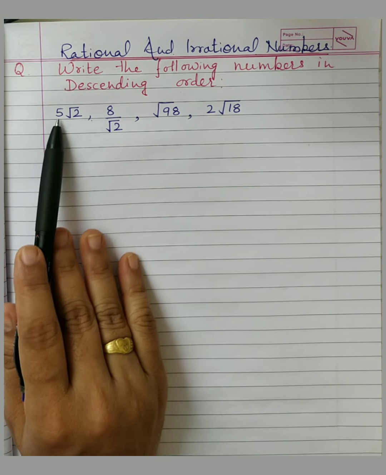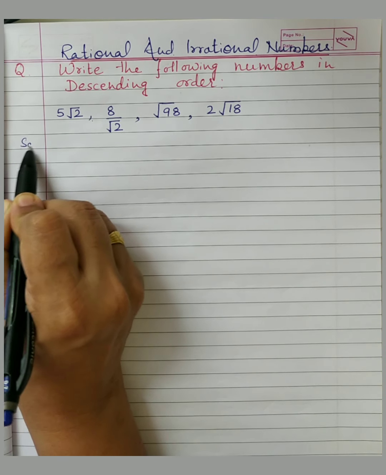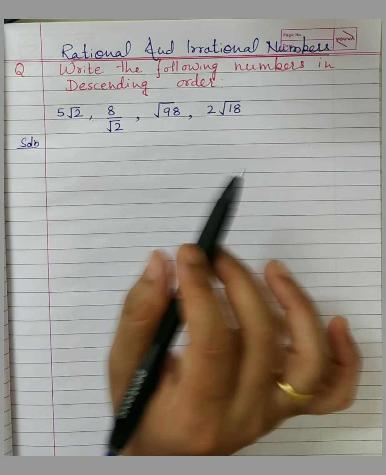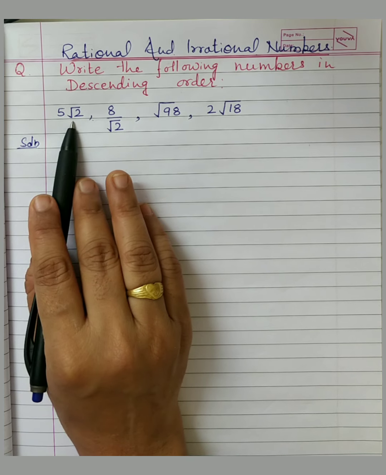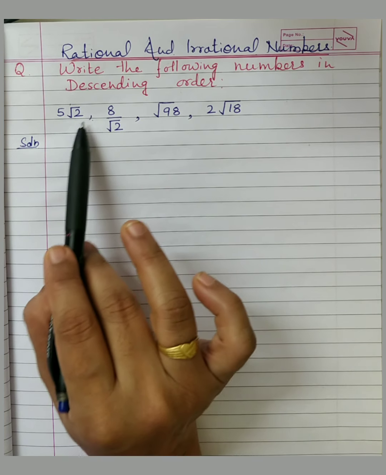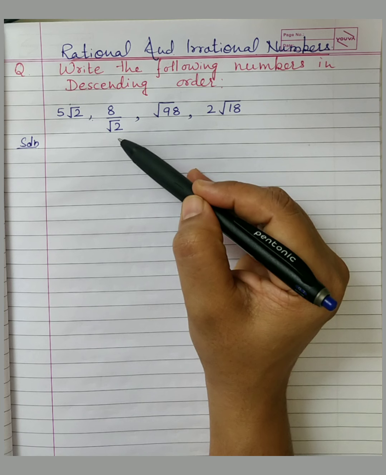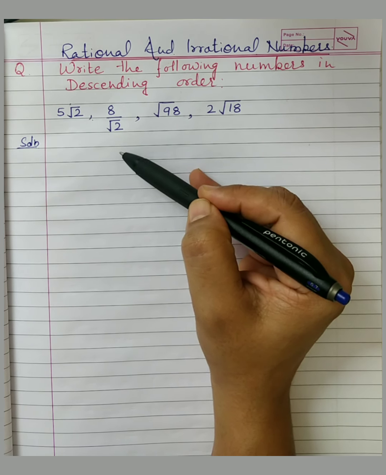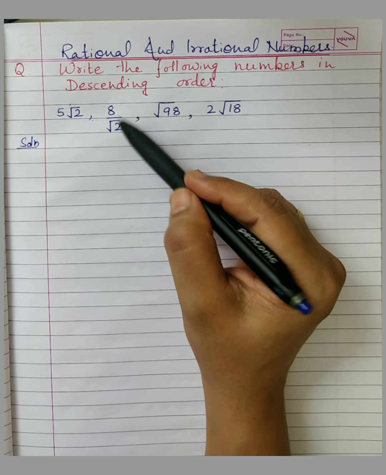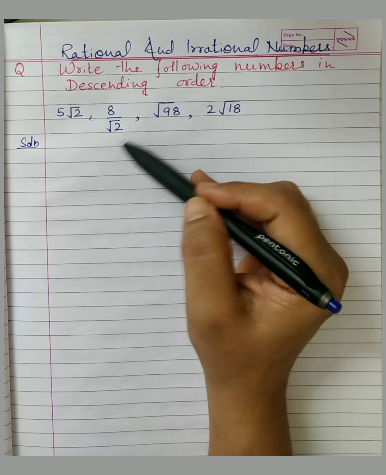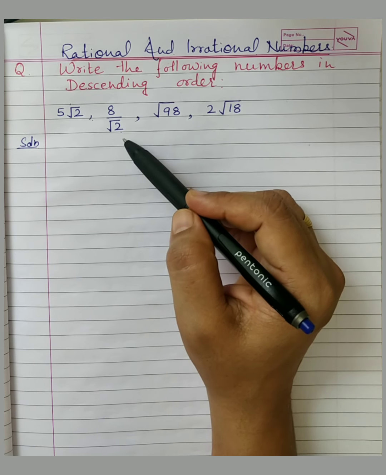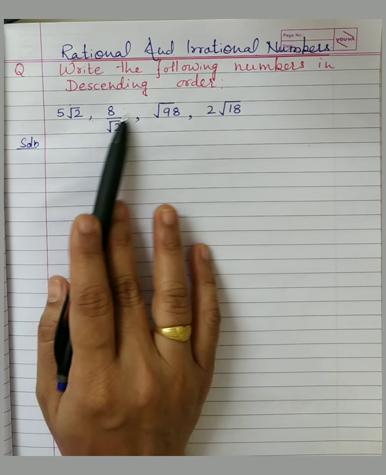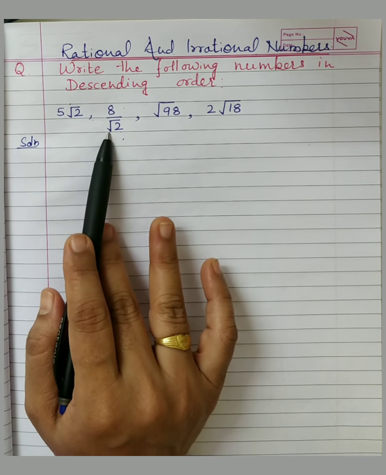Why? Because before you start the question, you need to analyze the numbers. Now when you know so many ways, you need to see which one goes very easy. 5 root 2. What is the irrational part over here? Root 2. 8 upon root 2. You have studied the rationalization of denominator. So if you rationalize the denominator, this surd will also have root 2 as its irrational part, right?